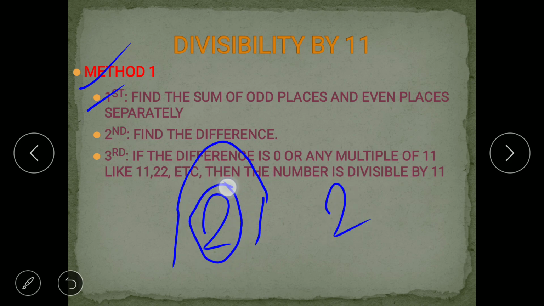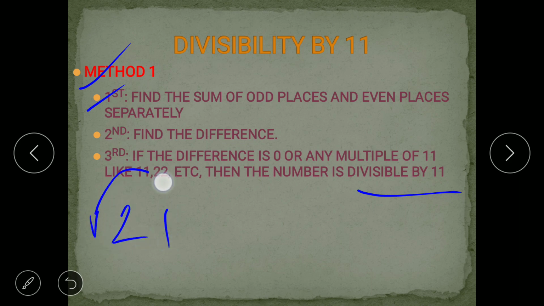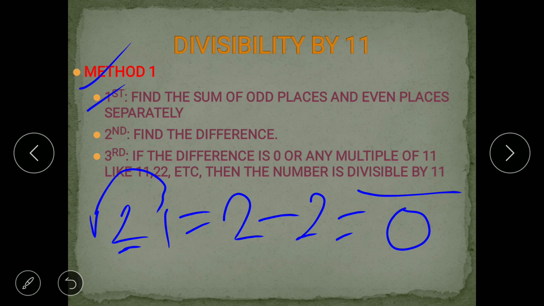Now find the difference. The second step says find the difference. The difference of 2 and 2 is 0. Now see, let me just clear the screen. If the difference is 0 or any multiple of 11, like 11, 22, 33 and any other multiple, then the number is divisible by 11. We saw that in 121, the summation of 1 and 1 gives us 2, and with this 2 we find the difference, it's 0, and if it is 0 then the number is divisible by 11.